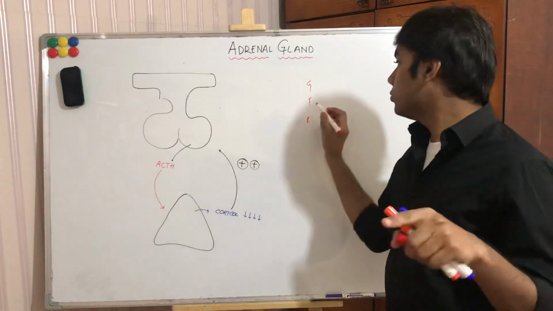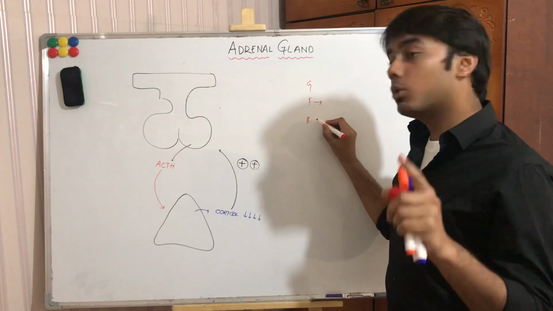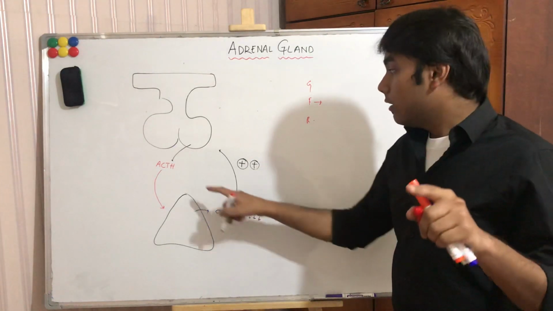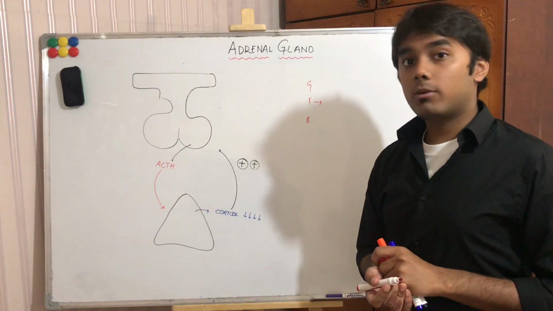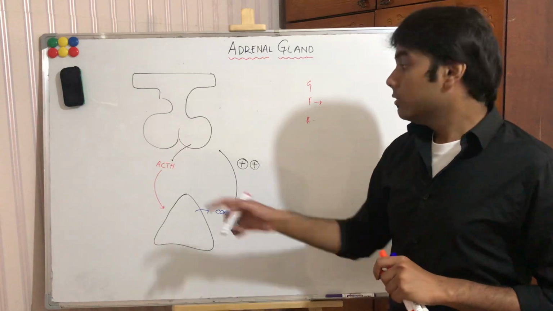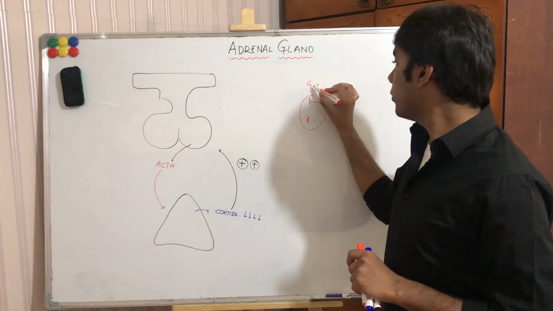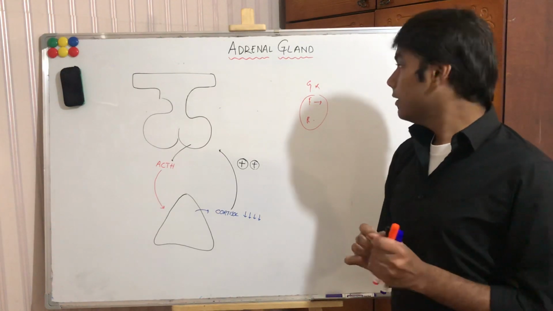ACTH can act on zona fasciculata and cause release of cortisol. It can also act on zona reticularis and cause release of sex hormones. But ACTH cannot act on zona glomerulosa and cause release of mineralocorticoids. ACTH can act on these 2 layers but not this layer. Then who is going to activate zona glomerulosa for the secretion of aldosterone?